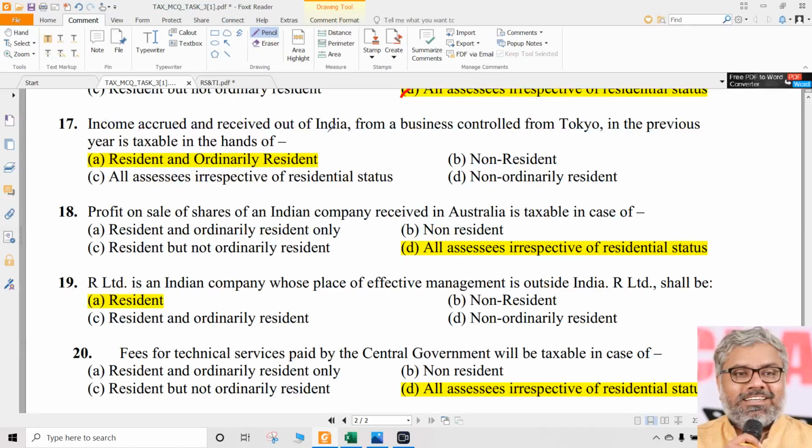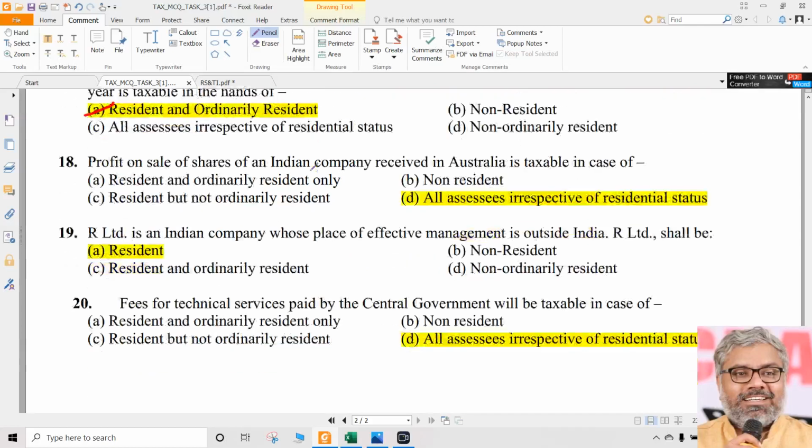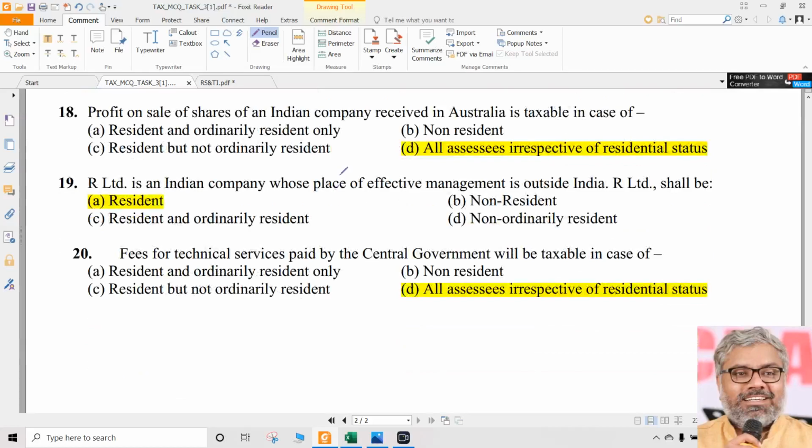So income accrued and received outside India, controlled also outside India. So it is taxable in whose hands? So again same, received outside India, accrued outside India, controlled outside India, then only taxable for ROR. Definitely not taxable for the other two types of assessees.